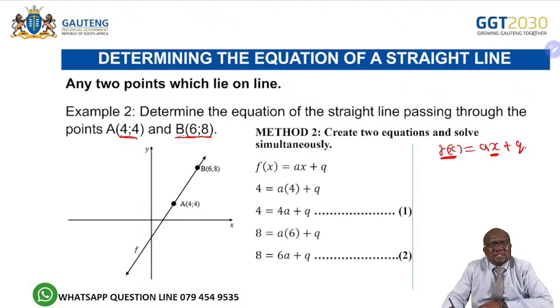How do we do substitution? Okay, let me give you time to copy equation 2, so that we can move fast. Copy equation 2 first. 8 is equal to 6a plus q.